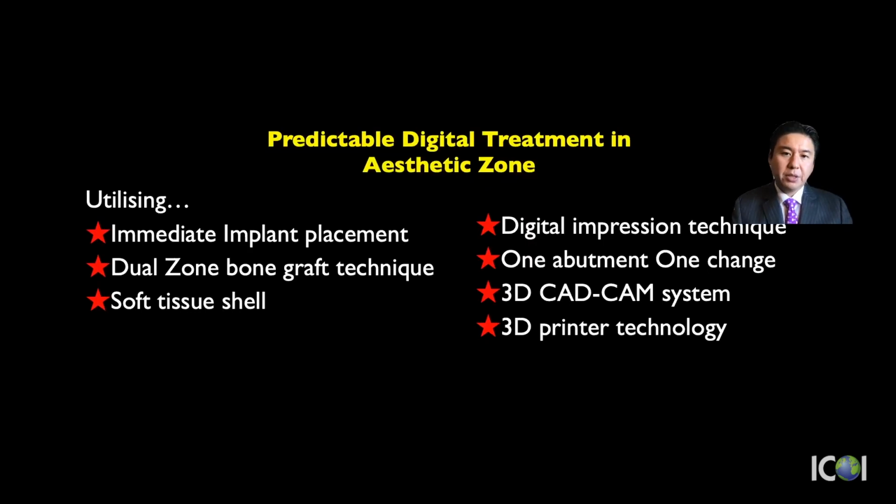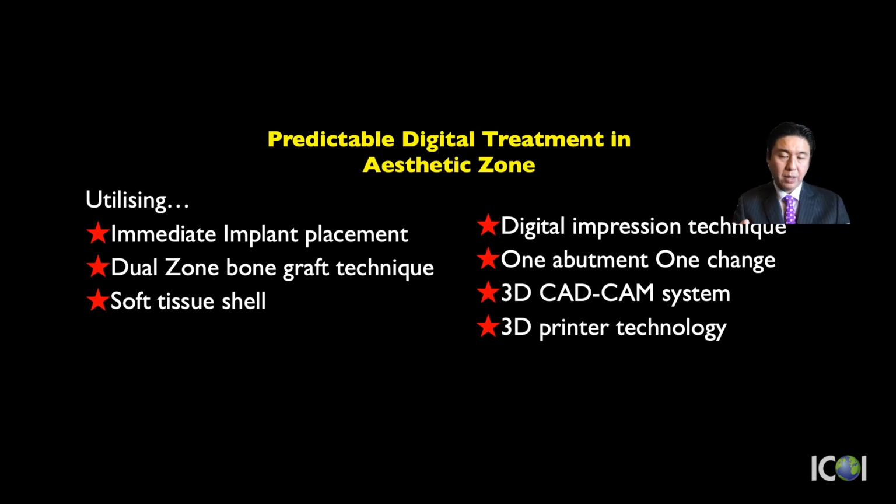So my prediction with digital treatment in the aesthetic zone is immediate implant placement in a healthy class 1 type socket, and a dual zone bone graft technique between the buccal bone and the implant. You place the bone and also towards the soft tissue, and then make a soft tissue shell, or sometimes you make a custom abutment. But this time I use the digitally coded implant healing abutment, which you don't need to take out. You put the healing abutment in, and you won't take it out when you deliver the final crown, because this healing abutment can also act like an implant scan coping.